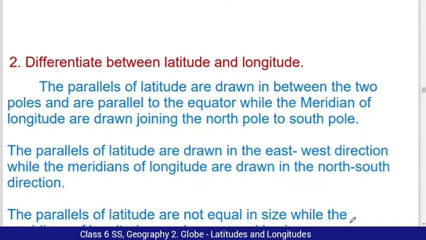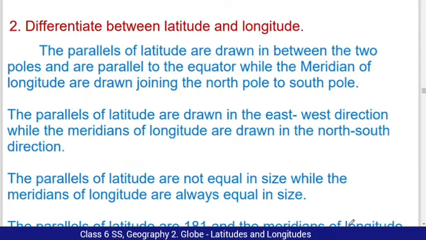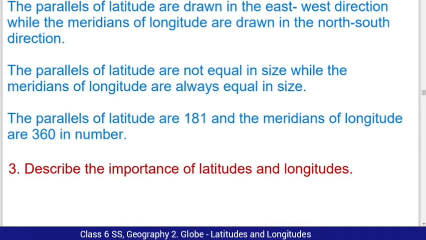Second question, differentiate between latitude and longitude. The parallels of latitude are drawn in between the two poles and are parallel to the equator, while the meridians of longitude are drawn joining the North Pole to the South Pole. The parallels of latitude are drawn in the east-west direction, while the meridians of longitude are drawn in the north-south direction. The parallels of latitude are not equal in size, while the meridians of longitude are always equal in size. The parallels of latitude are 181 and the meridians of longitude are 360 in number.